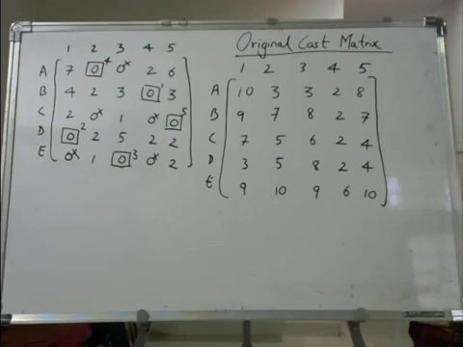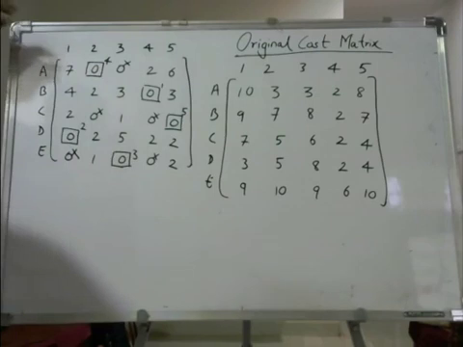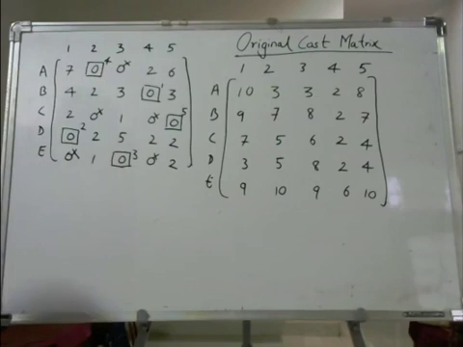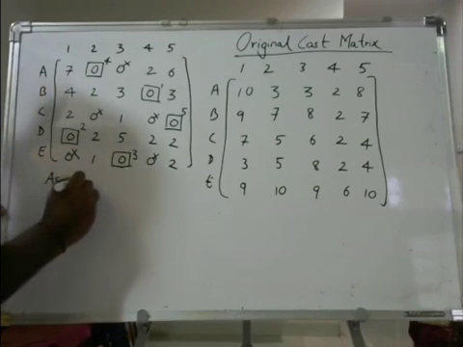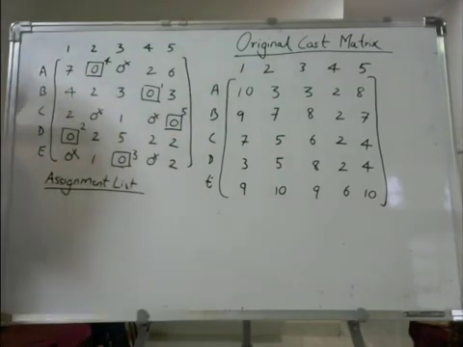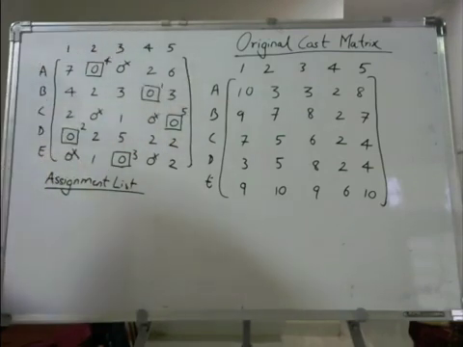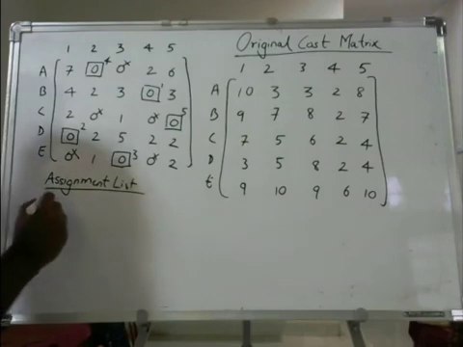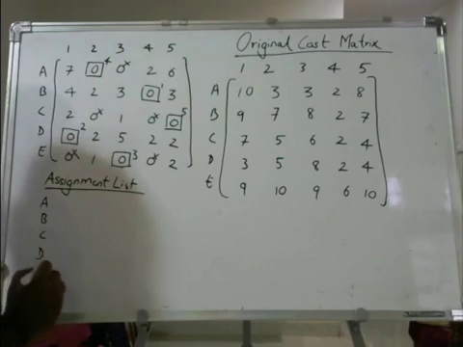Now what we need to do is, once we have boxed the zeros, we have actually got the assignment list. Now how to do the assignment list? The assignment list shows which job has been assigned to which person. So I will write all the person names here: A, B, C, D, and E.